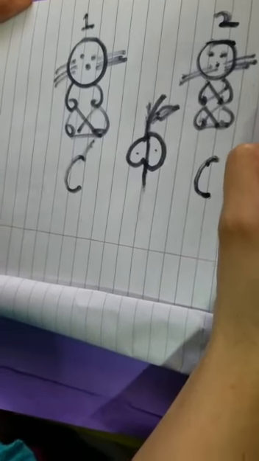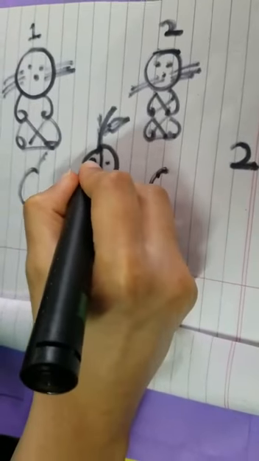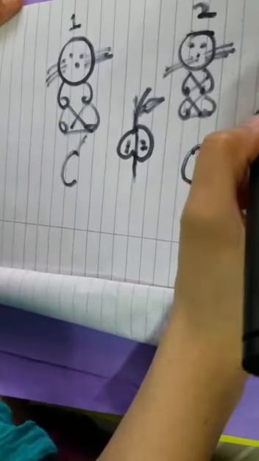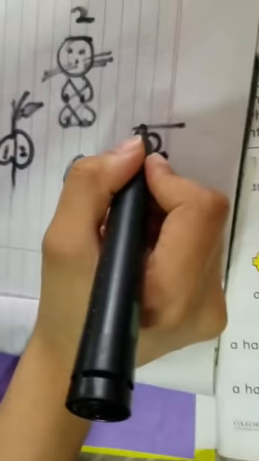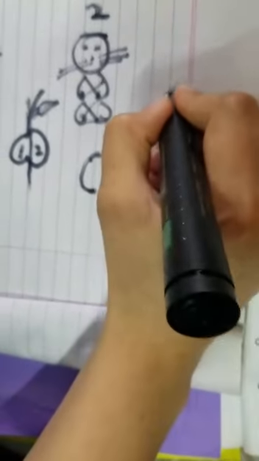Got it? So tell me, how many parts are there? There are 2 parts. Part 1 and part 2. And how many of them have they got? They have got only 1 part. Teddy number 1 got 1 part and teddy number 2 got 1 part.